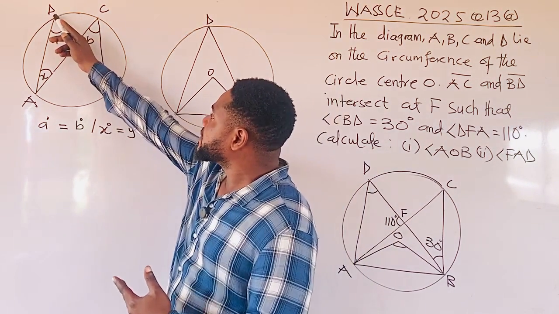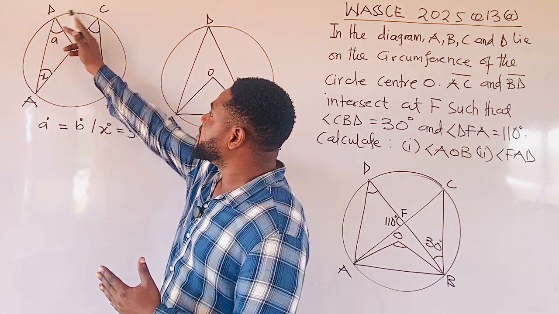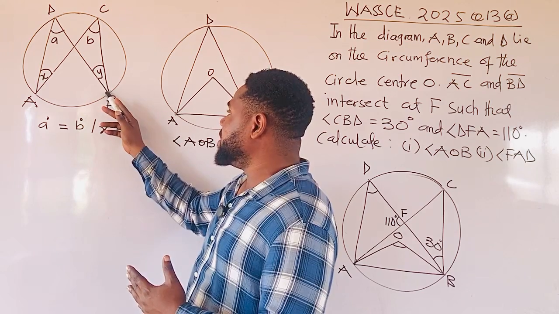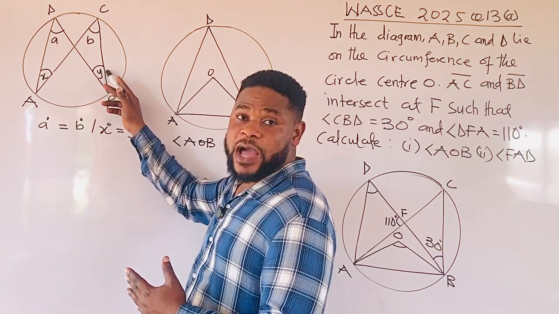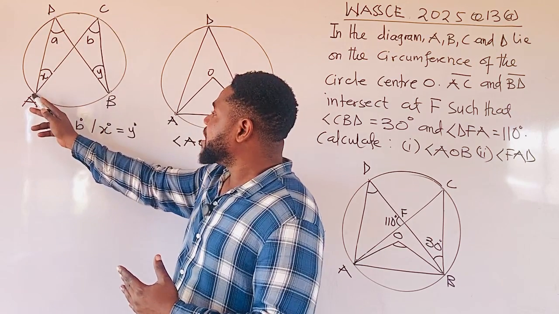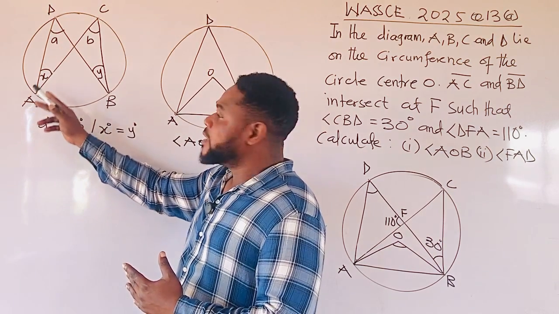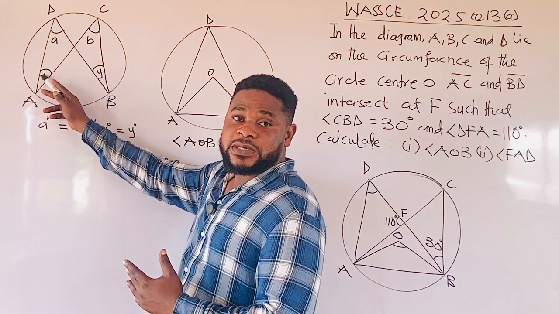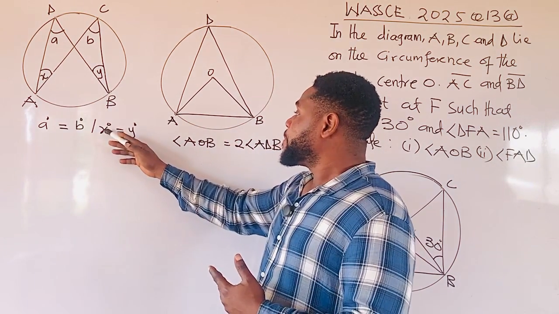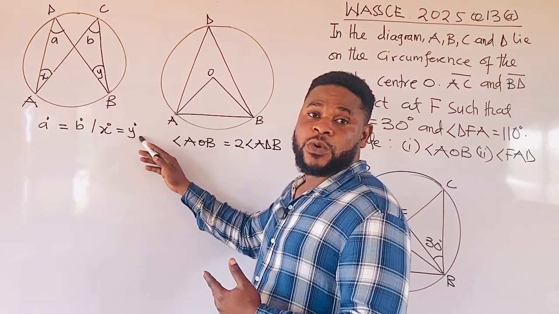Now, if we look at the same circle, DC is an arc which subtends an angle at B, and the angle there is Y. We can see the same DC subtending an angle at A, and the angle there is X. So with the same theory, we can say that X should be equal to Y.